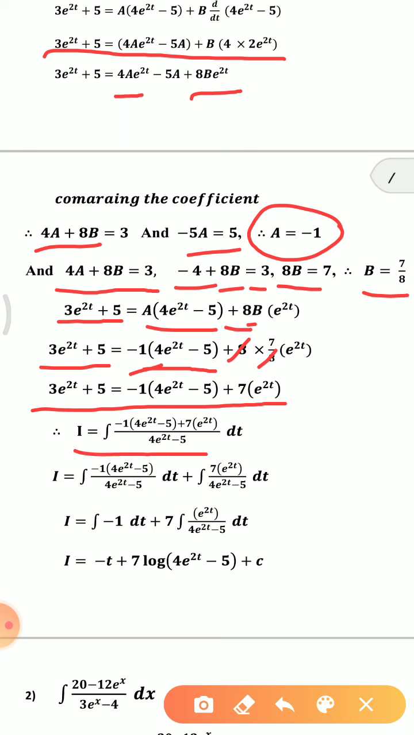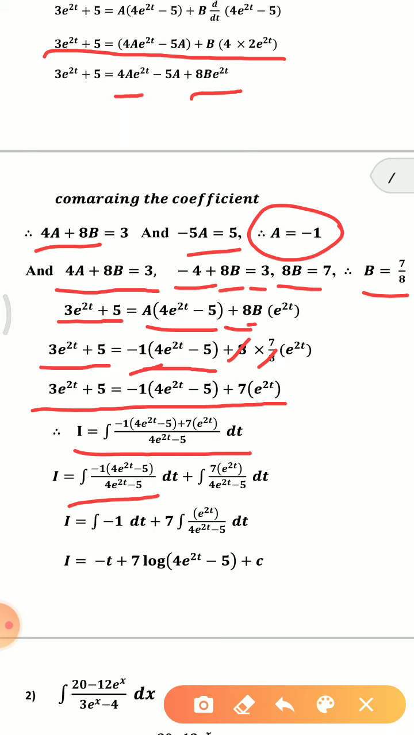Then the new integration is formed, that is, I equals the integral of [-1 times (4 e^(2t) - 5) + 7 e^(2t)] / (4 e^(2t) - 5) dt. Then we separate the terms over the denominator within the integral. I equals -1 times the integral of (4 e^(2t) - 5) / (4 e^(2t) - 5) dt, plus 7 times the integral of e^(2t) / (4 e^(2t) - 5) dt.